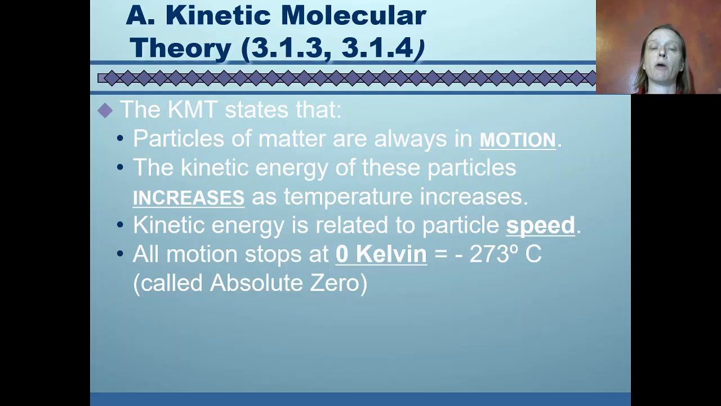All particle motion stops at 0 Kelvin. 0 Kelvin is the same as negative 273 degrees Celsius, and we call it absolute zero because you can't get any colder than absolute zero. All motion stops, and because temperature is defined around particle motion, you can't have less than nothing in terms of particle motion.